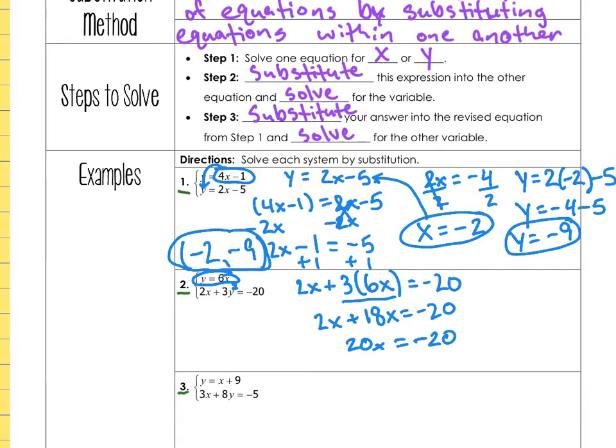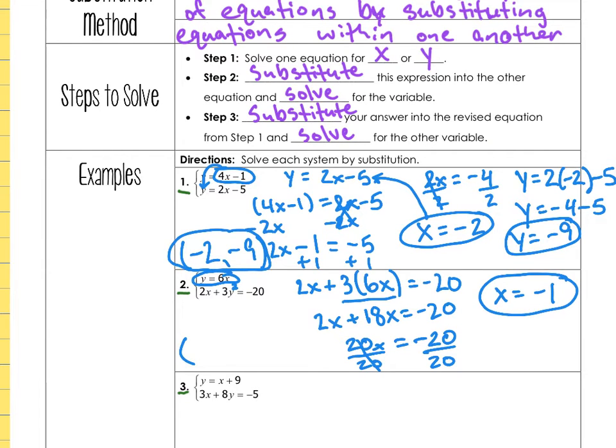And of course, to get x by itself, because that's our goal, we want to know what x equals, we're going to divide both sides by 20. And when we do this, the 20s on the left side cancel out, and x is equal to negative 1.